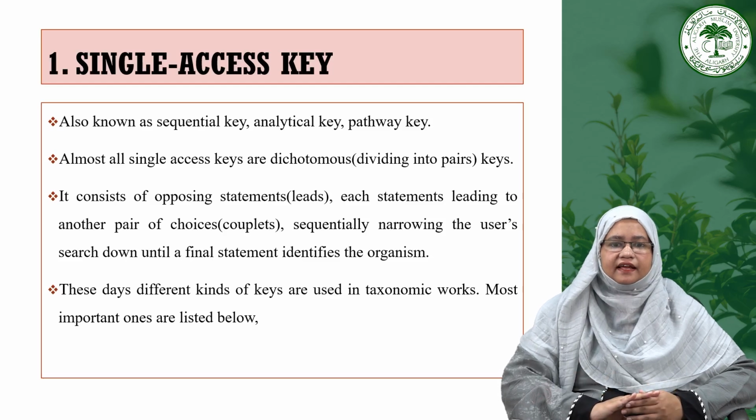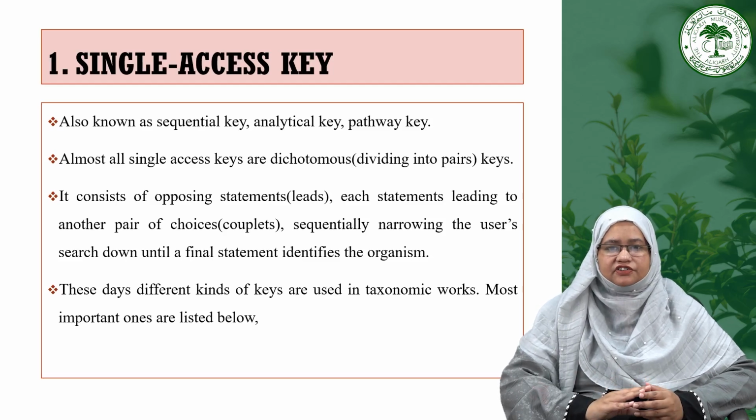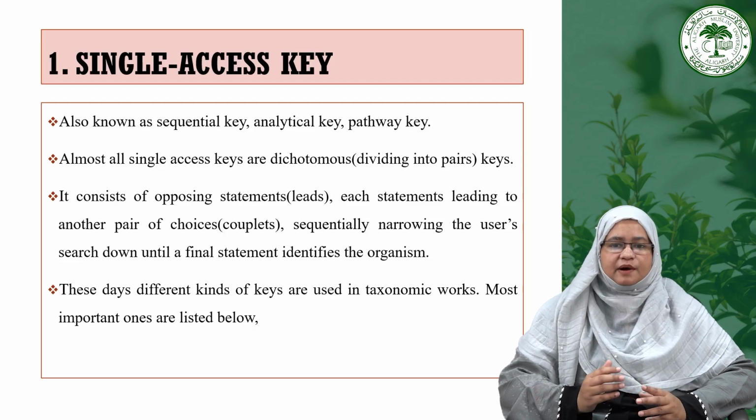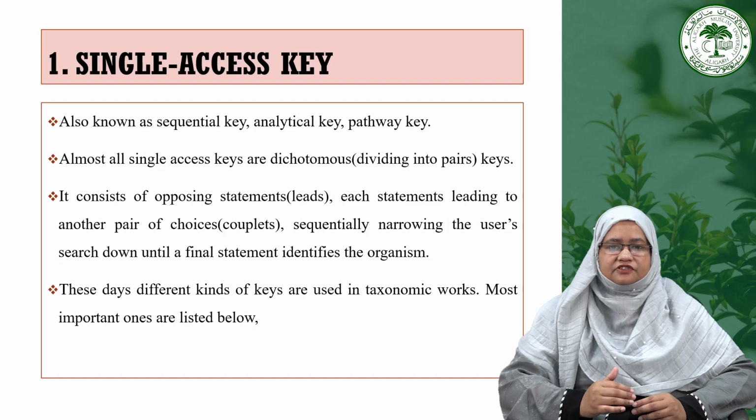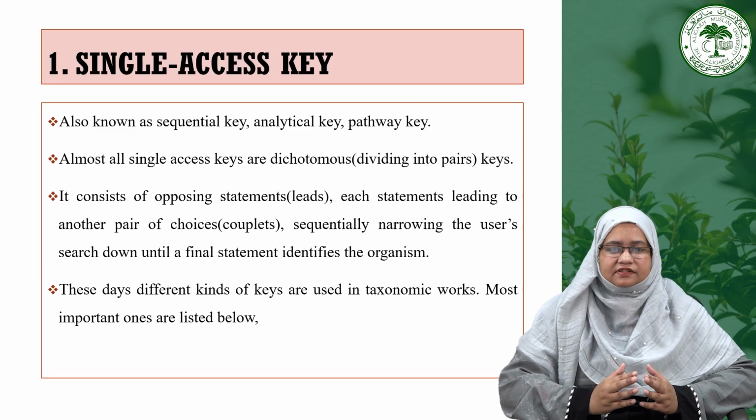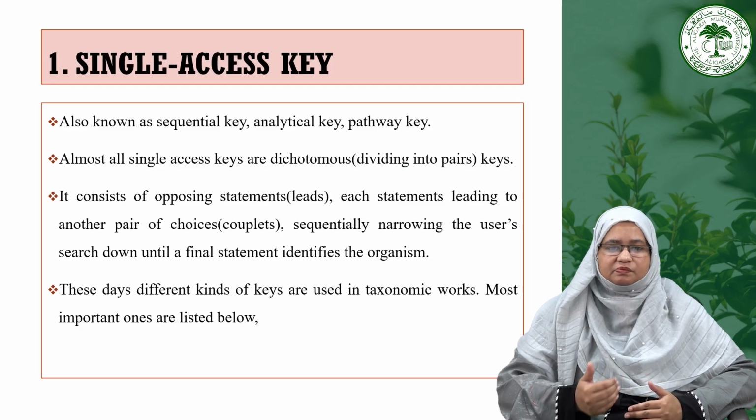The single access key is also known as the sequential key, analytical key or pathway key, and almost all single access keys are dichotomous, that is, dividing into two. It consists of opposing statements, each statement leading to another pair of choices. This is called a couplet, and it consecutively narrows the user's search down until a final statement identifies the organism. So with the help of these keys, we identify an unknown specimen.